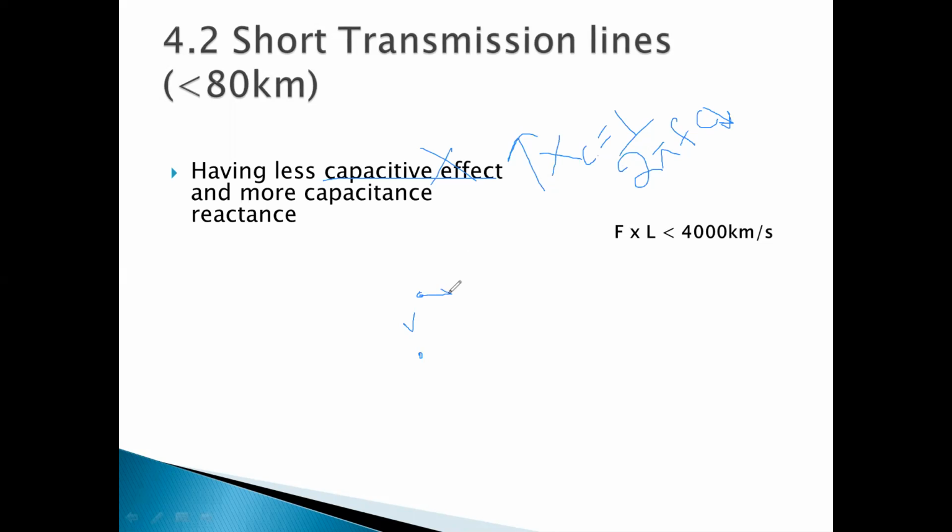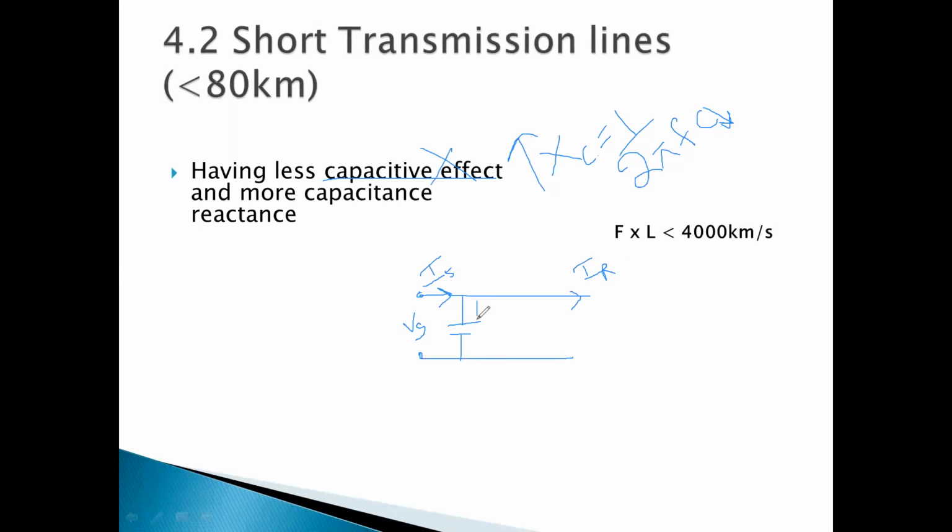So normally here at the sending end, we have the sending end voltage and the sending end current. In short transmission lines, the current at the sending end is equal to the current at the receiving end, because in equivalent circuits of transmission lines we always connect the capacitor in parallel. If I connect capacitance in parallel, then Is will not be equal to IR.